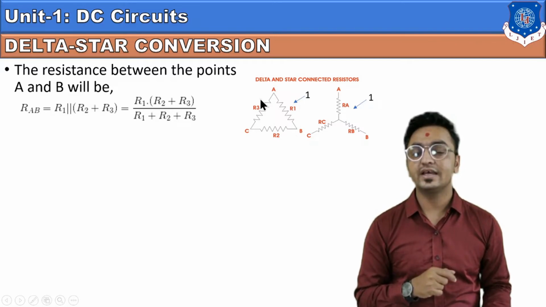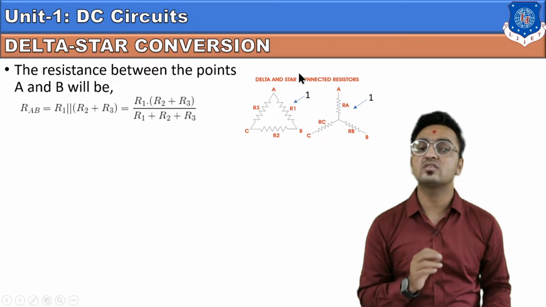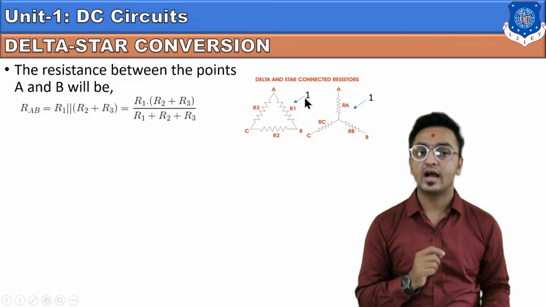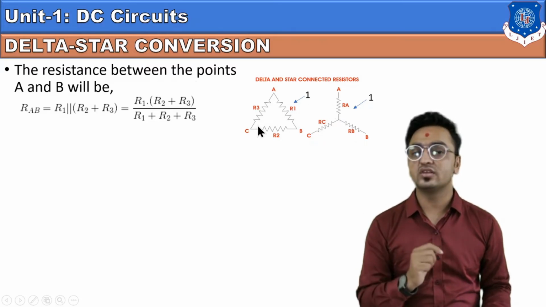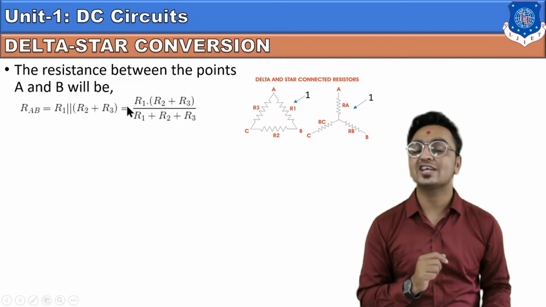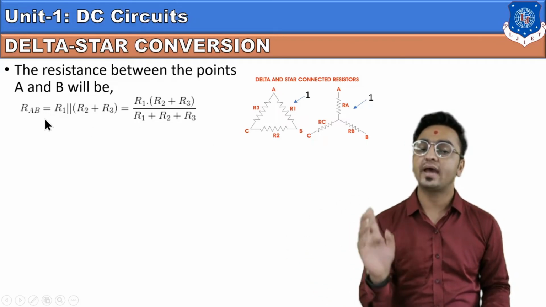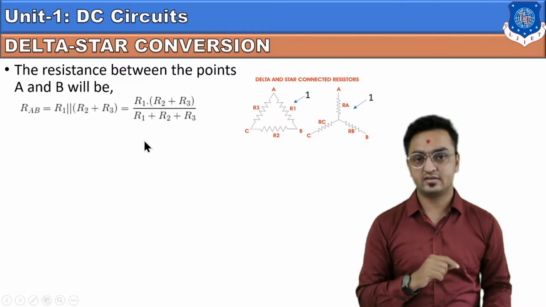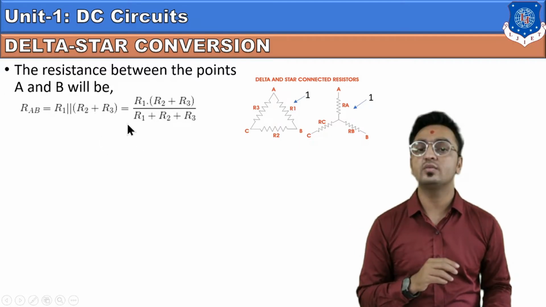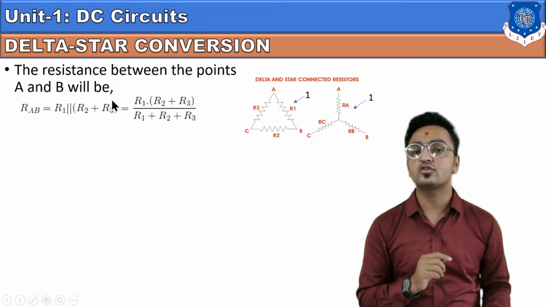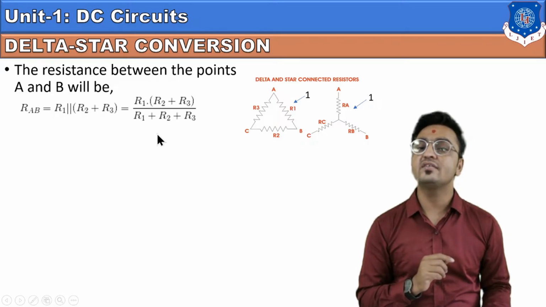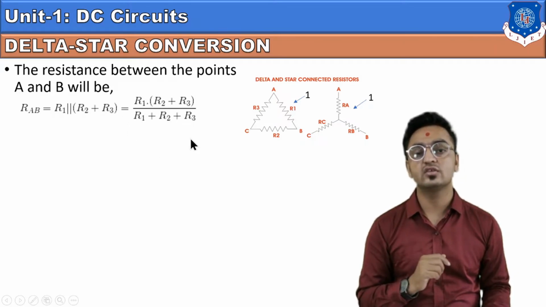So basically, the equivalent resistance across this AB is going to be R1 in parallel with R2 plus R3, as mentioned over here. So this resistance RAB is going to be R1 parallel R2 plus R3. And if you find out the value of this, it is going to be the multiplication of these two, divided by the addition of these two, that is given over here.